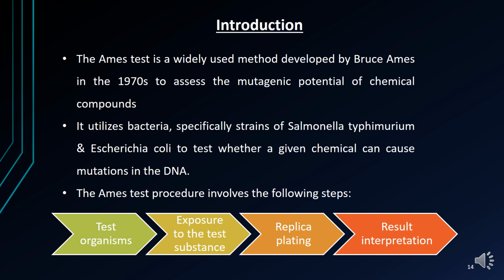Introduction. The Ames test is a widely used method developed by Bruce Ames to evaluate the mutagenic potential of a chemical compound. This test specifically involves the use of some strains of bacteria like Salmonella typhimurium and Escherichia coli to test whether the chemical has mutagenic potential or not. The Ames test involves procedures like first the selection of a test organism, then exposure of that test organism to the test substance, then replica plating, and at the end result interpretation.